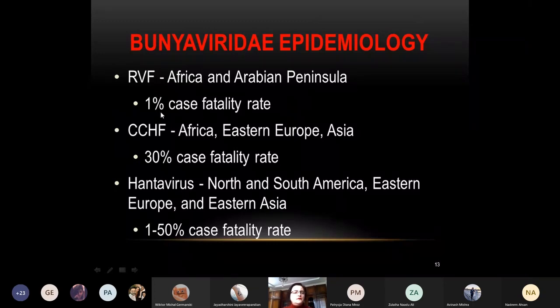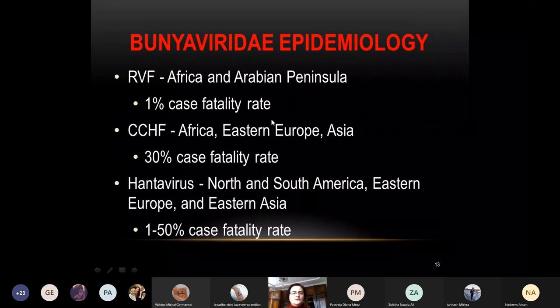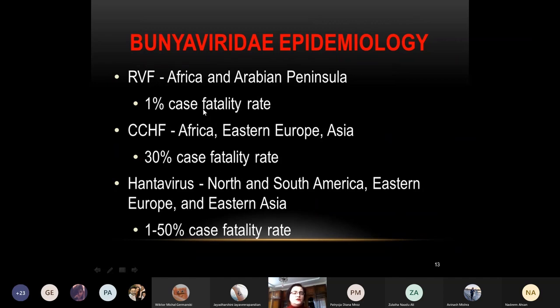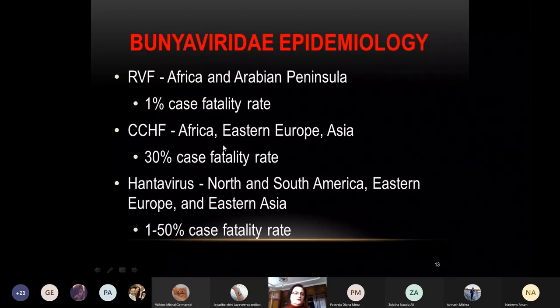Bunyaviruses are found worldwide, but each virus is usually isolated to a local region. Rift Valley fever is found primarily in sub-Saharan Africa and was recently isolated in Saudi Arabia and Yemen in 2000. The case fatality rate in humans is generally about 1%. Crimean-Congo hemorrhagic fever is found in most of sub-Saharan Africa, Eastern Europe, and Asia. The case fatality rate is about 30%, and nosocomial outbreaks have been documented through exposure to infected blood products.